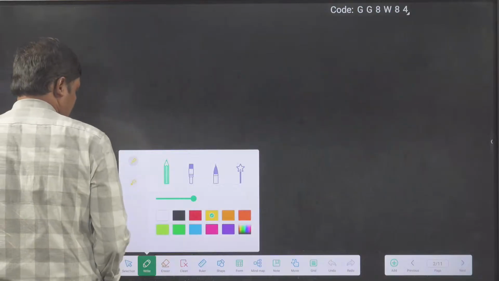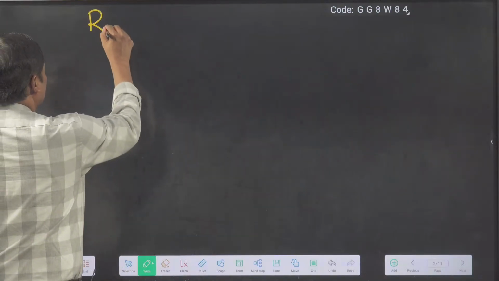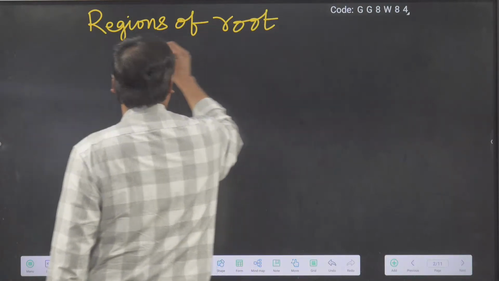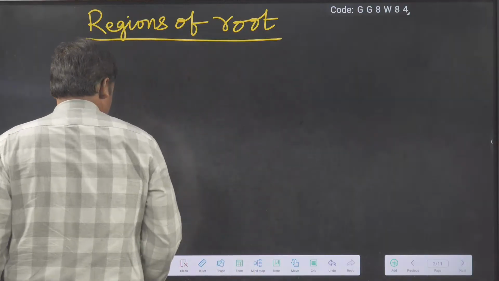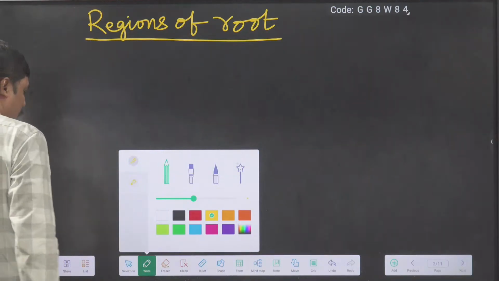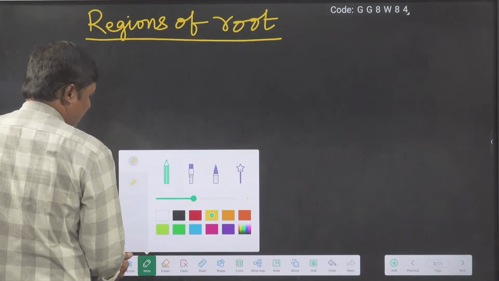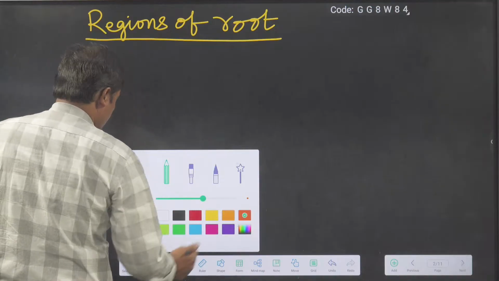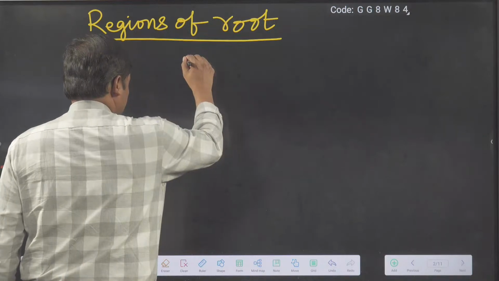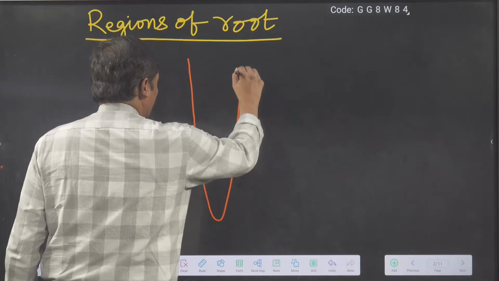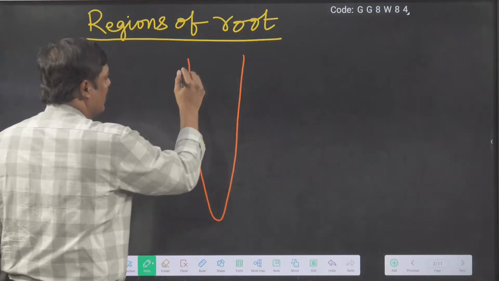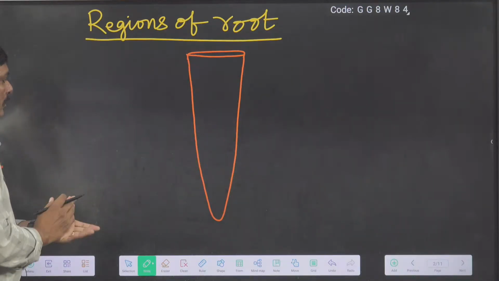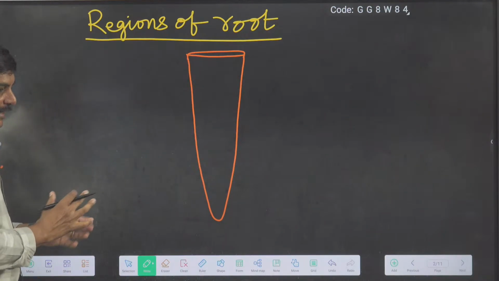Regions of root. A typical root has the following parts, namely the root cap, region of meristematic activity, region of elongation, and region of maturation.